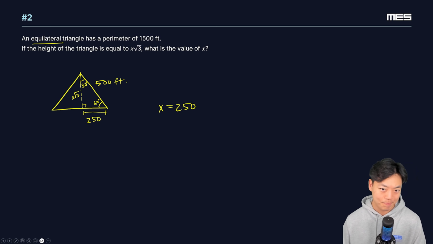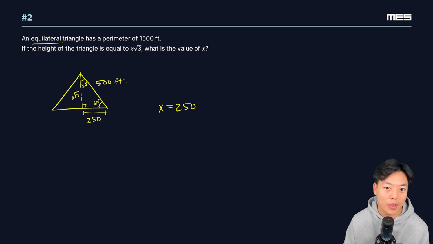Now here's the trick. If you're ever given the perimeter of an equilateral triangle, divide it by 6, and that will give you the height of the equilateral triangle. 1,500 divided by 6 is 250. Don't forget that feet as well.